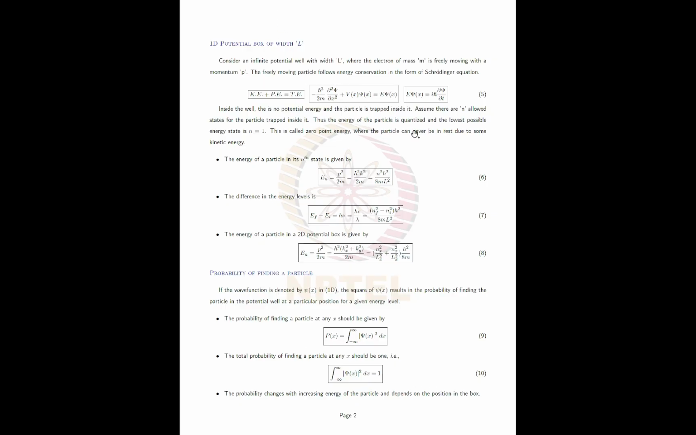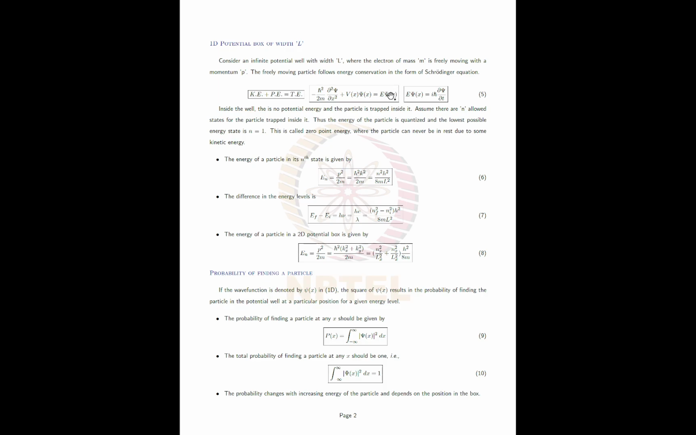Now this is a 1D potential box where the particle is trapped in an infinite potential well of width L, and the particle is an electron of mass m moving with momentum p. So its energy conservation is given in the form of the Schrodinger equation, which is kinetic energy plus potential energy equals total energy. Kinetic energy is given by minus h cross square by 2m del square psi by del x square. The potential energy is given by V of x psi x, and the total energy is given by E psi x.